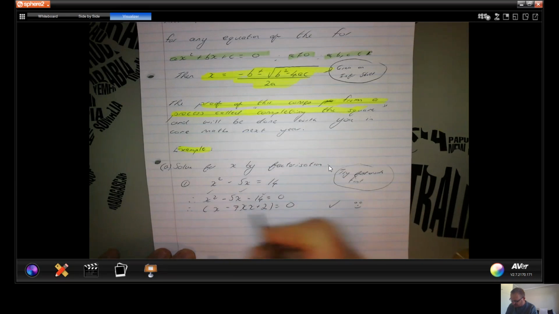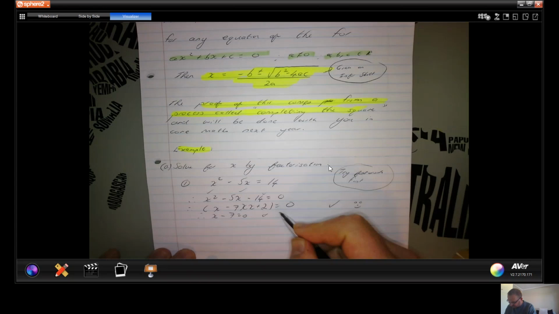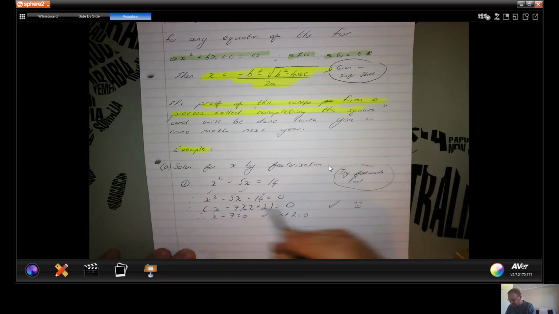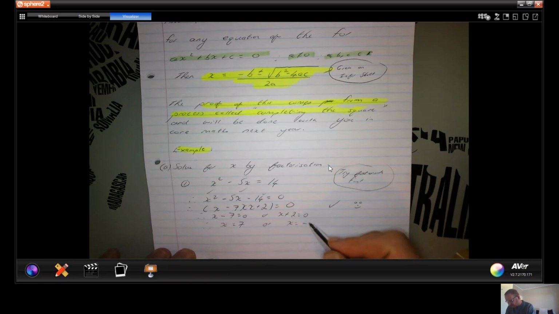So two things multiplied together give you 0. It means x minus 7 must be 0, or x plus 2 is 0. You can leave that line out, but I often write it in just to explain because that principle is so important. So I get x is equal to 7, or x is equal to negative 2.